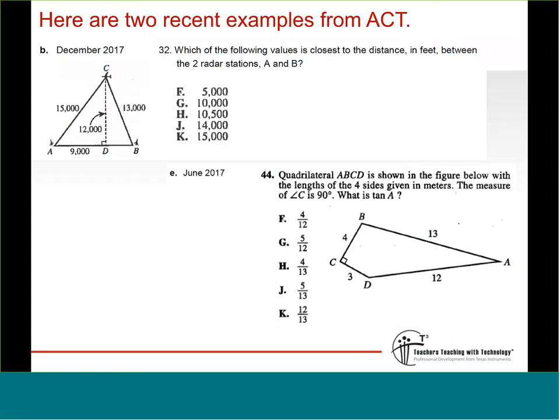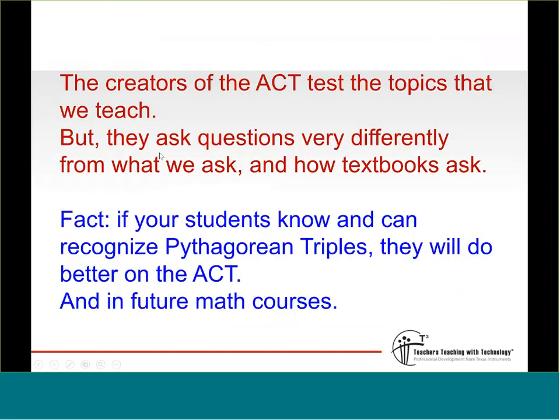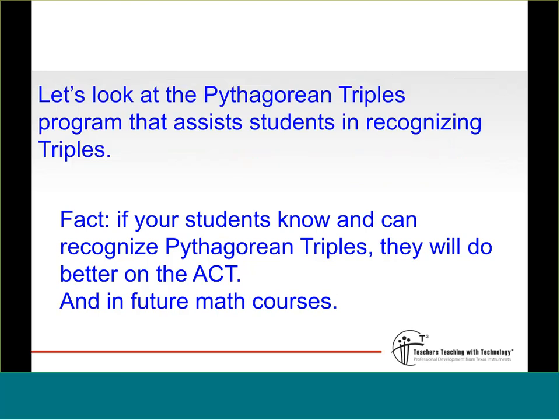This one's right up there with me, was that last problem Jeff had with the A plus B plus C plus D. It's pretty high. So one of the things I would want to get across is the creators of the ACT test, the topics that we teach, but they ask their questions very differently from what we ask and how textbooks ask. And that's something, it took me a while to get over that, okay? So if your students know and can recognize Pythagorean triples, I guarantee they'll do better on the ACT and also in future math classes. So if you haven't been doing that, I strongly urge you to consider that.